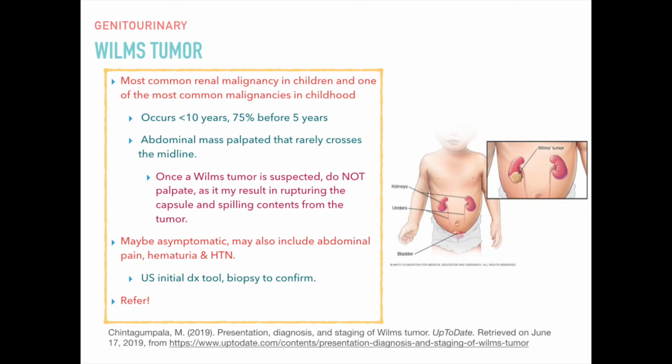If you look at the picture and you know the kidneys, you understand that if it's crossing the midline, there's some serious problems. Important, once a Wilms tumor is suspected, it's very important that we do not palpate that area, as it can result in rupturing the capsule and then spilling out the contents from the tumor. So patients might be asymptomatic, or they could have symptoms including abdominal pain, hematuria, or hypertension. Ultrasound is going to be your initial tool to help diagnose. There's a biopsy done to confirm diagnosis, but these patients are going to be referred.